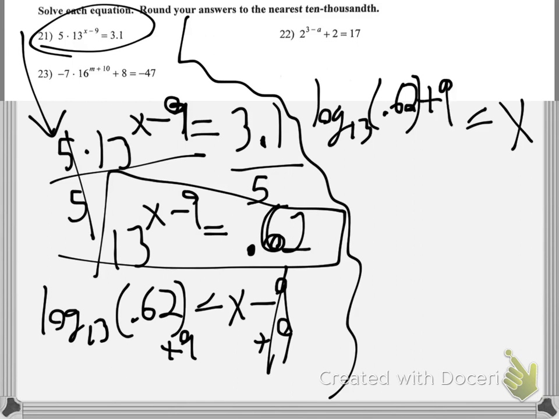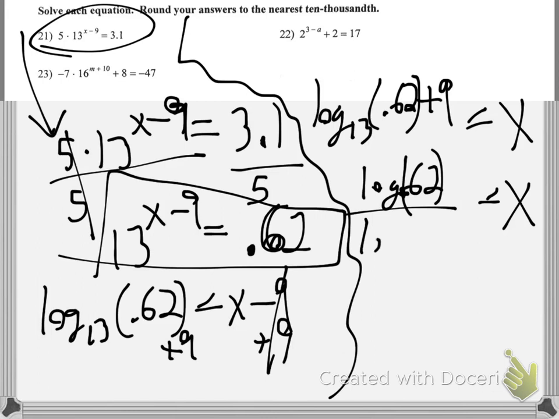And then again, remember, if your calculator won't let you choose your base number, you can always use the change of base formula: that's common log of 0.62, don't forget your little point on the 62, over common log of 13, and then all of that plus 9. You can get that as well, either or. Looking good.